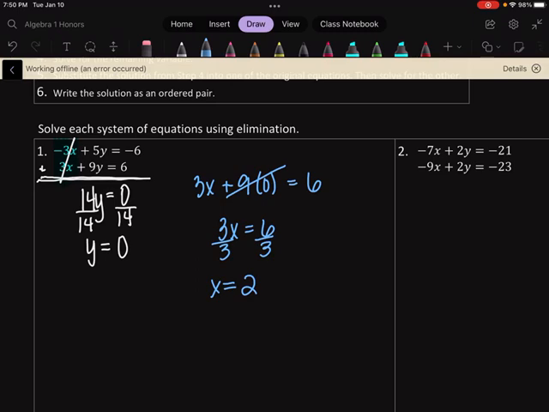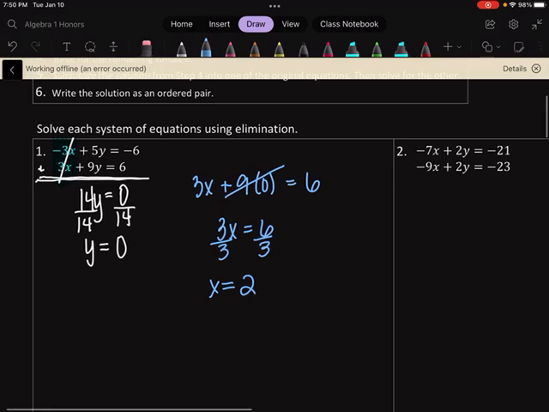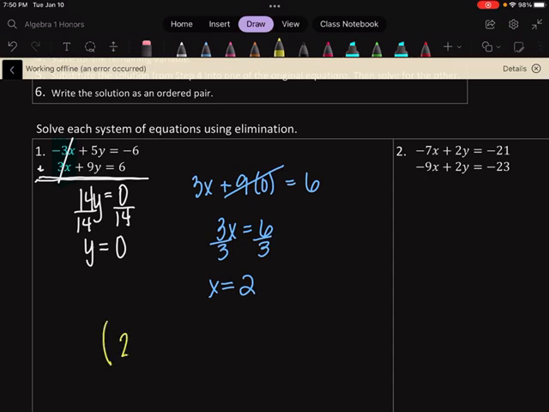My last final step is to write it as an ordered pair. Okay? That is the one solution for that system.